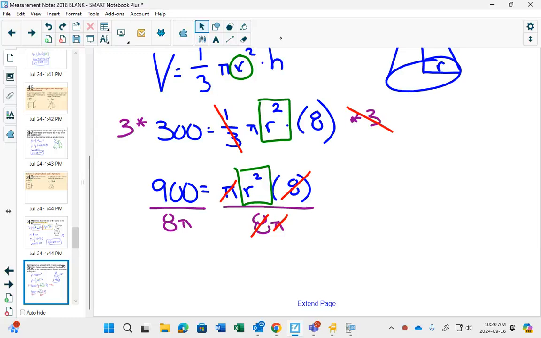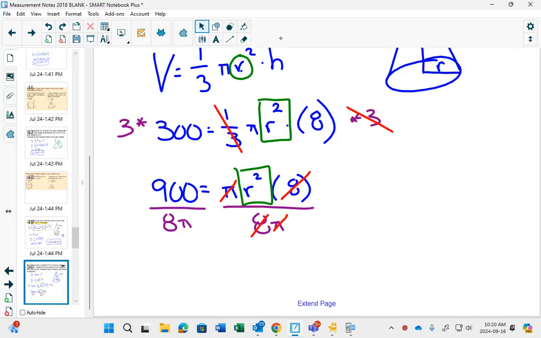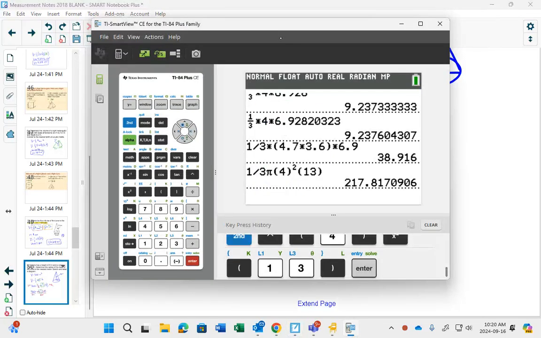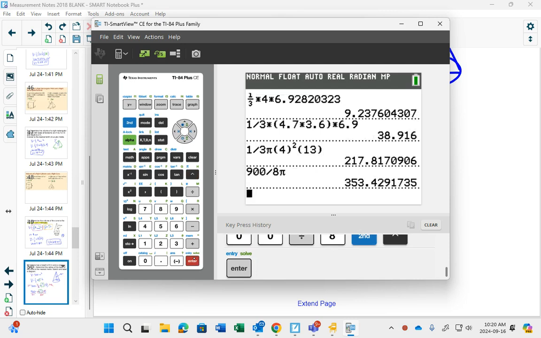The mistake is this. Your calculators are smart, but sometimes they can't read your mind. So most people make the following mistake. I can't remember what the numbers are. 900 divided by 8 pi. 900, hit the divide button, hit 8, hit pi. Right? My grade 12s still make this mistake. This is the mistake.